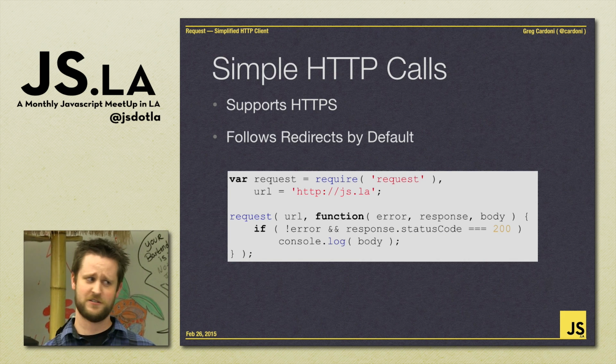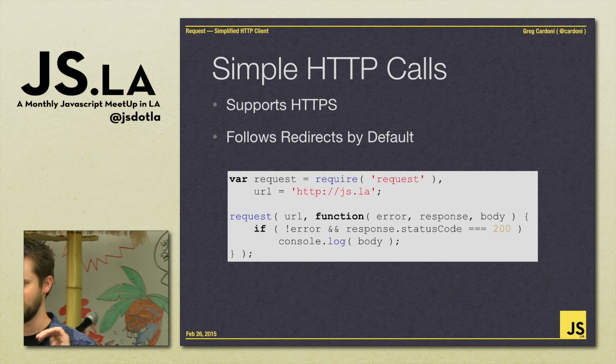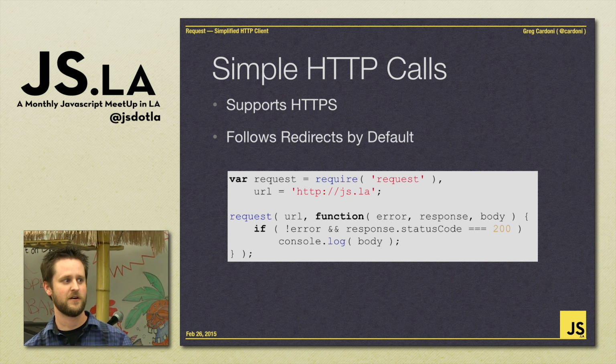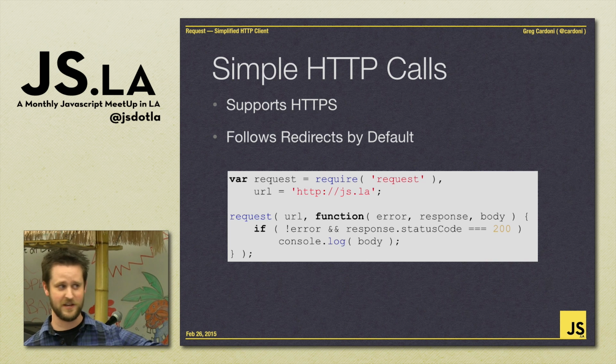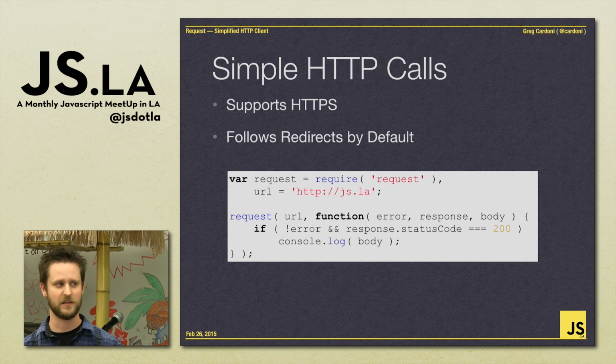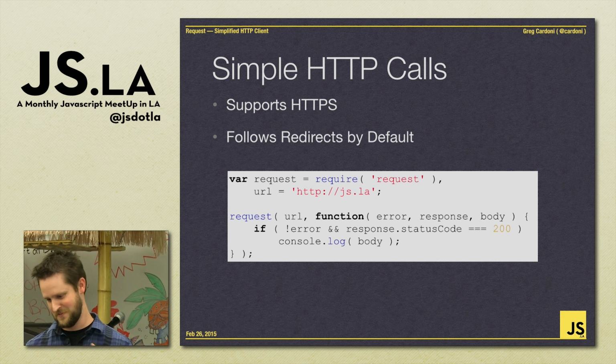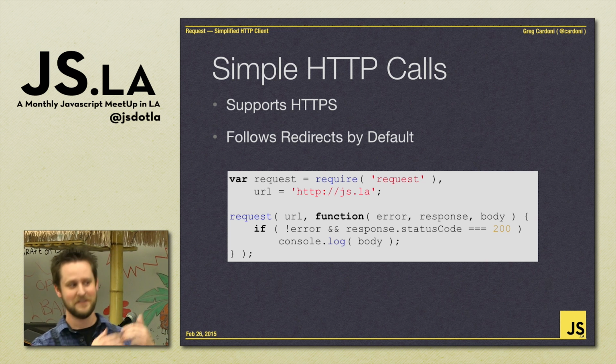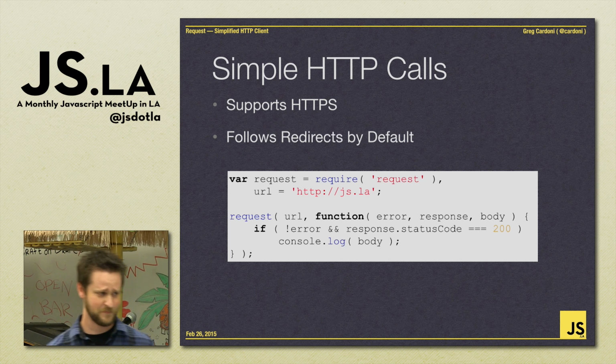Right off the bat, here's a simple little example of doing a straight HTTP GET request. Request supports, obviously, HTTPS. It'll do some fun stuff like follow redirects. I don't know how many of you have ever sanity checked that you have an internet connection and done a quick curl to Google, and then you get the "there's nothing here" and you have to put the W's in there. So it'll follow things like that.